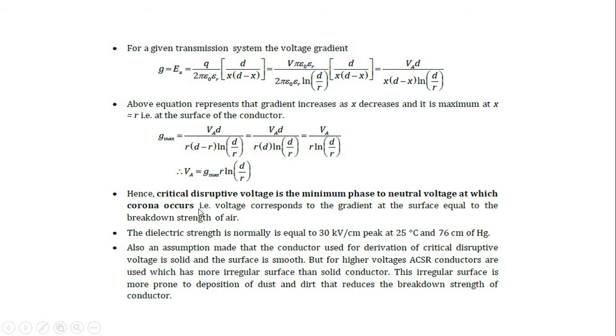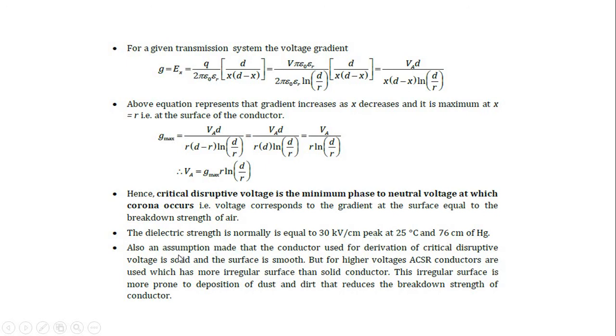Hence, critical disruptive voltage is the minimum phase to neutral voltage at which corona occurs. That is, the voltage corresponding to the gradient at the surface equal to the breakdown strength of the air. The dielectric strength is normally taken at 25 degree centigrade and 76 centimeter of Hg barometric pressure. Take a dielectric strength equal to 30 kV per centimeter.